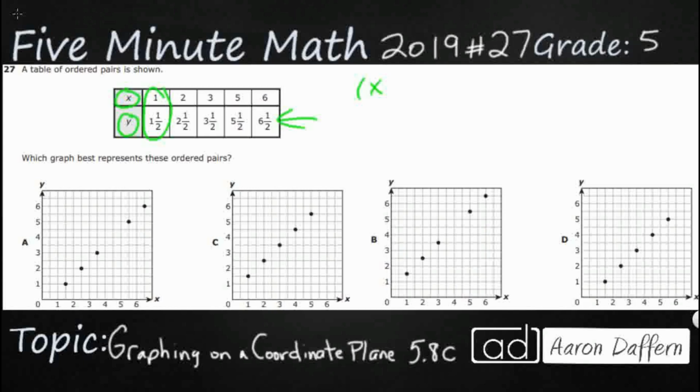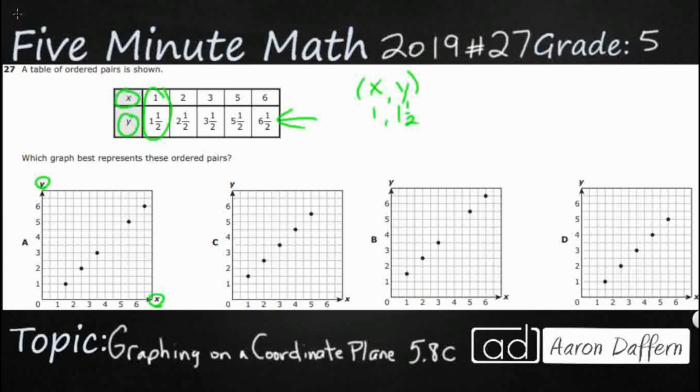And remember, when we are looking at ordered pairs, we're looking at the x first and then the y second. And it's alphabetical order, so what we do is we always move to the right first and then we move up second, because our x-axis is horizontal, our y-axis is vertical. So our first ordered pair is going to be 1, 1.5.